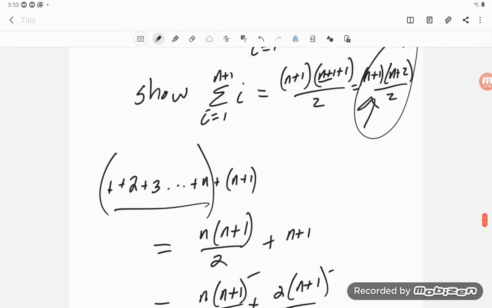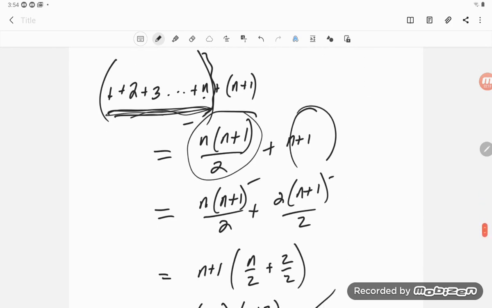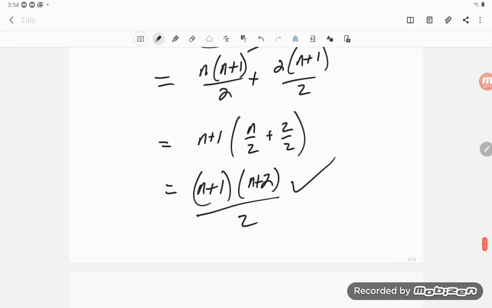Here's where I assumed that it worked for numbers 1 to n. And by making that assumption, I could just put the formula in there. But I still have that term left over. Then I have to show that these two things go together to make the correct form, and they do. And so there is my mathematical induction.